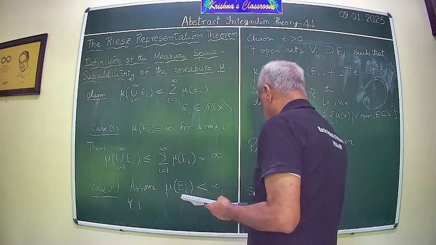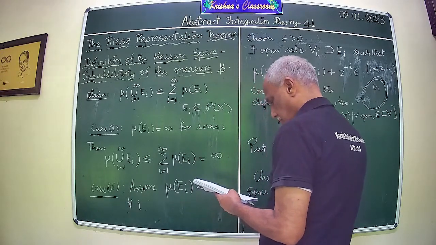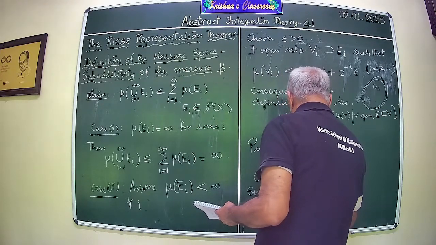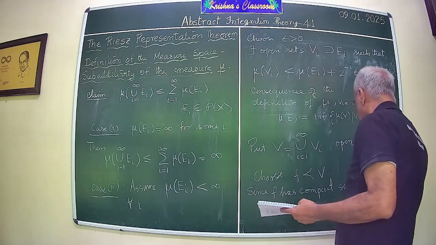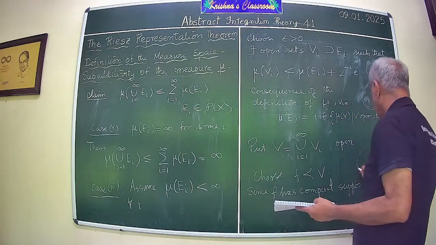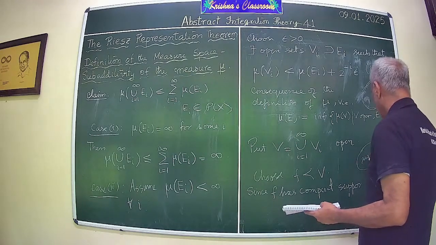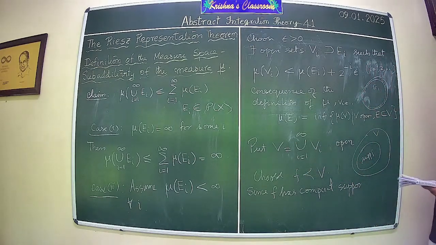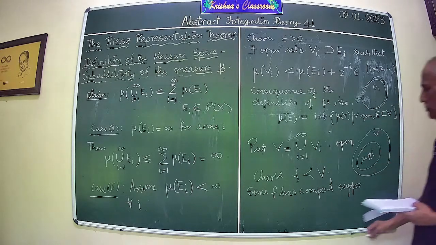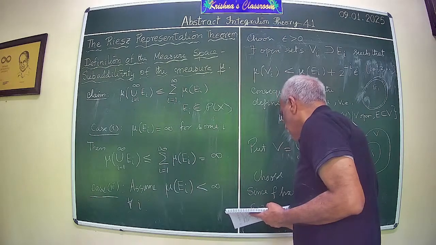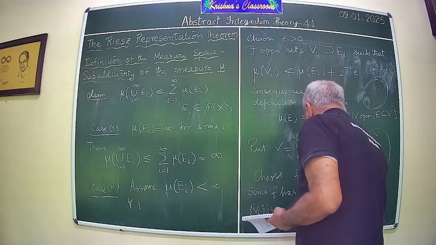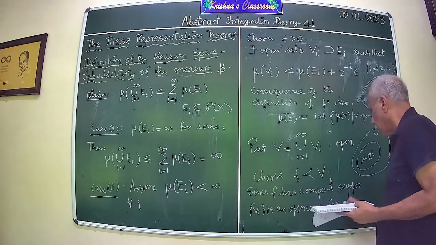Now, since f has compact support, the support of f is contained in V. V is the countable union of the Vi. Therefore, the collection Vi is an open cover for the support of f.